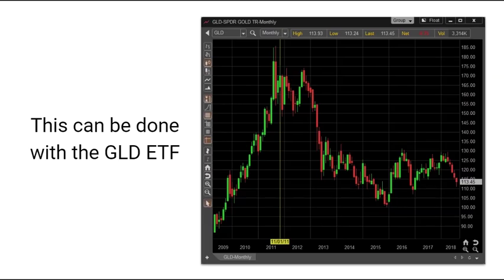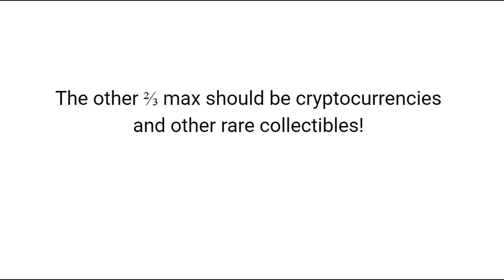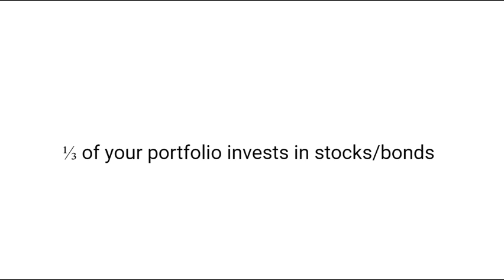Gold is currently down considerably from 2011, and is a bargain price right now as of shooting this video. The easiest way to purchase gold without having to store it is through the GLD ETF. Then the other 2/3 of your anti-inflationary portfolio could potentially be cryptocurrencies and other rare collectibles.